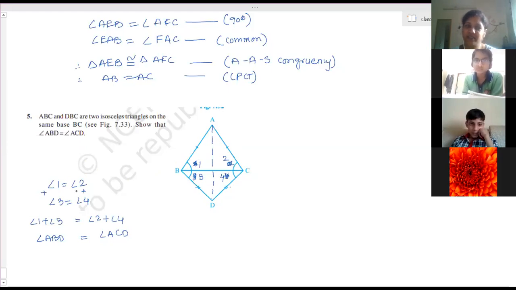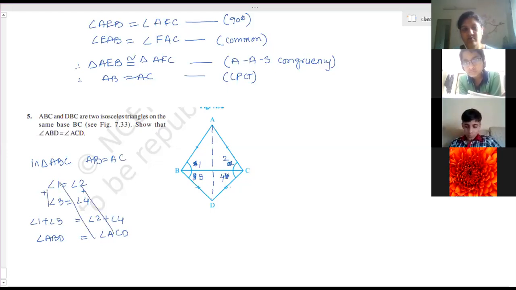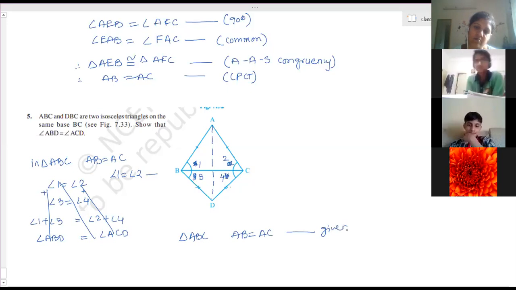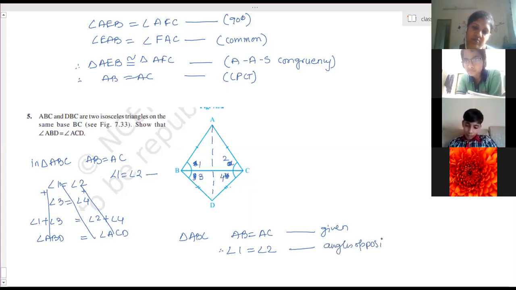So here you have to mention first. Directly don't write angle 1 and angle 2 equal. So write AB is equal to AC in triangle ABC. AB is equal to AC. Therefore, angle 1 is equal to angle 2. Write the reason: angles opposite to equal sides. Make it equation 1.